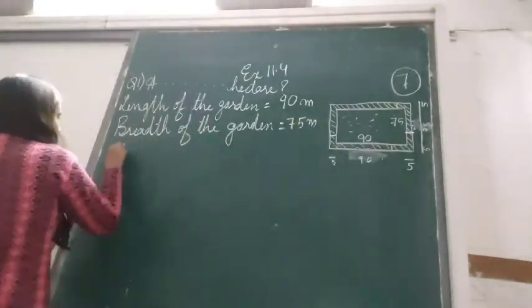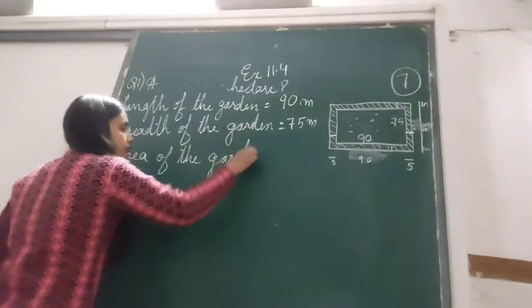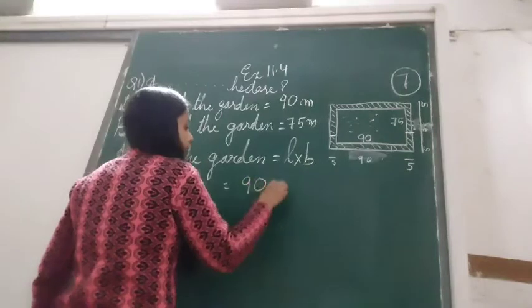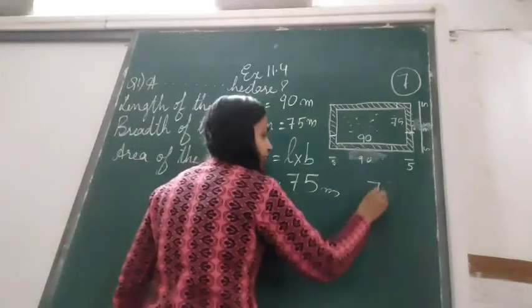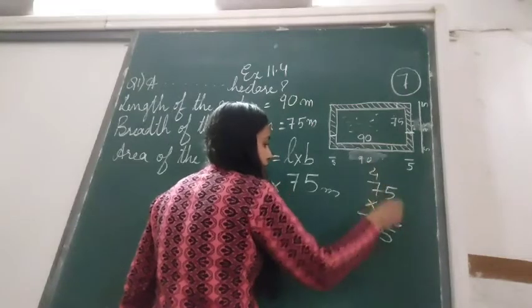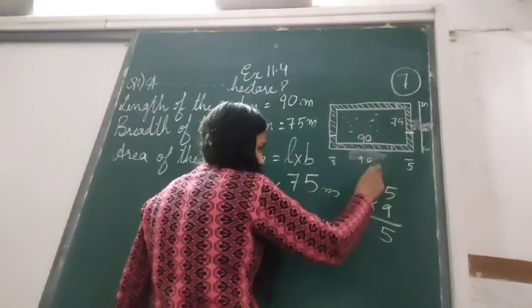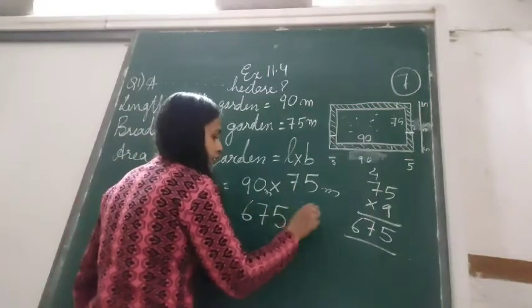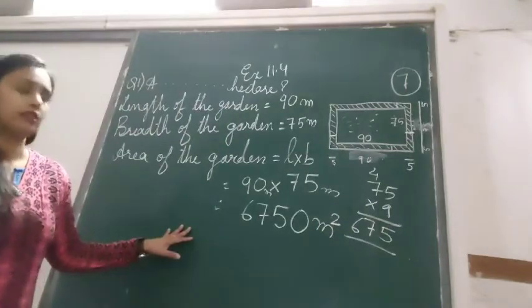Now we have to find the area of the garden. That is length into breadth. 90 into 75. So we multiply 75 by 9 and we add a 0. 9 5s are 45, 9 7s are 63, plus 4 is 67. So 6750 meter square. Okay, this is the area of the garden.